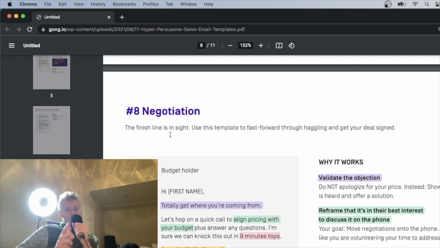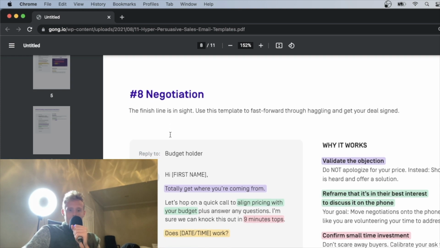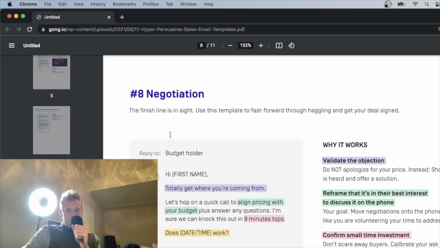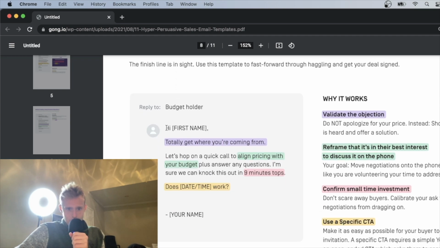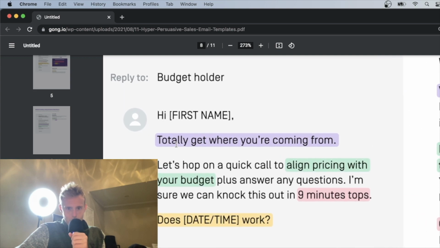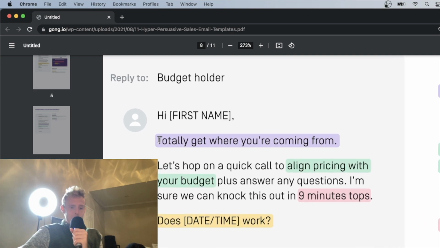Negotiation. Here's something. I don't even want to share this template with you guys. Don't negotiate via email. That's what it's saying. The finish line is in sight. Use this email template to fast forward through haggling and get your deal signed. Hi, first name. Totally get where you're coming from. So if the person tries to ask for a discount or like blah, blah, blah, let's hop on a quick call to align pricing with your budget plus answer any of your questions. I'm sure we can knock this out in 9 minutes.